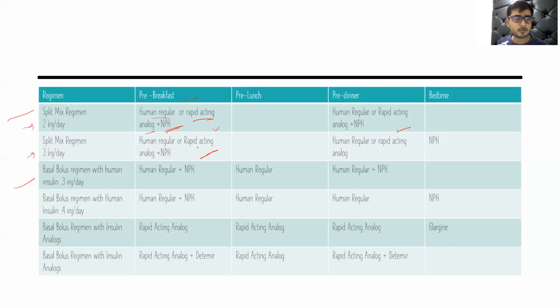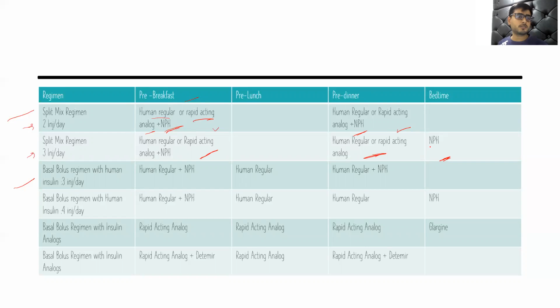This is the same as in pre-breakfast. This is in pre-dinner. What we have done is we are not giving NPH here in pre-dinner. We are giving NPH separately at bedtime. So the logic behind this, the difference between 2 injections per day and 3 injections per day in the split mix regime, is that we are giving an intermediate acting insulin at bedtime. I'll tell you the logic with a graph after this slide.